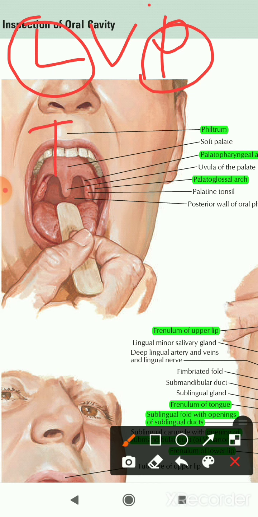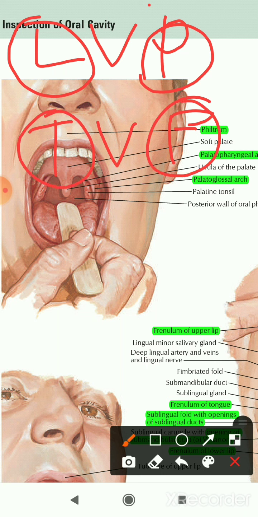Second muscle is the tensor veli palatini. It will tense the palate, that means it will stretch the palate. So the function is that it stretches and depresses the anterior part of the soft palate, as well as closes the pharyngeal isthmus, and as well as it dilates the auditory tube through which we can hear. Hence its another name is the dilator tubae.